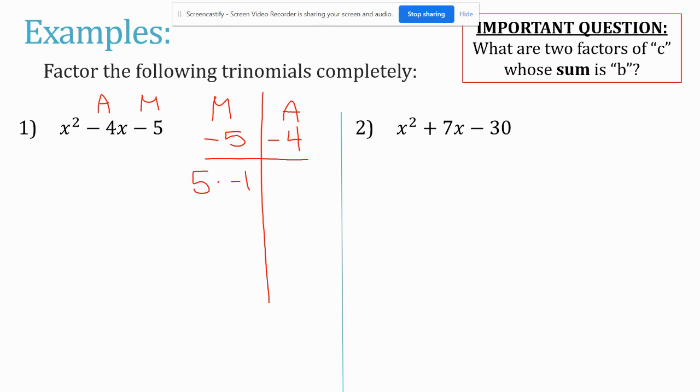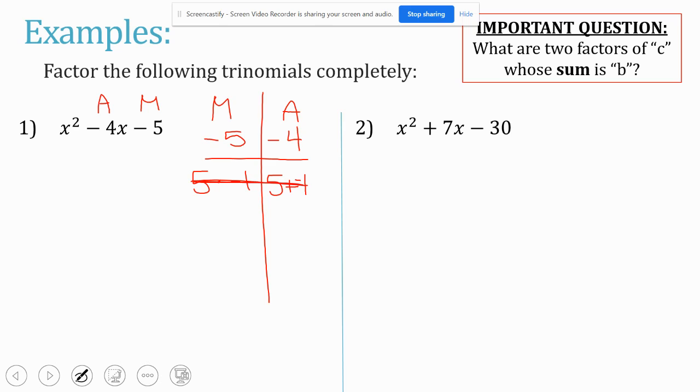Sorry, let me just fill that in here. Okay, that gives us negative 5, and then 5 plus negative 1. So 5 plus negative 1, we would subtract, keep the sign of the larger. That would give us positive 4. So we do not want positive 4, we want negative 4. But we're close though. So the only thing that's off is the sign.